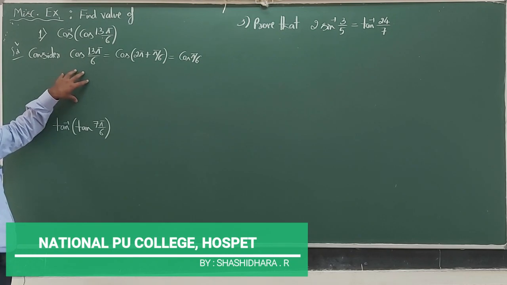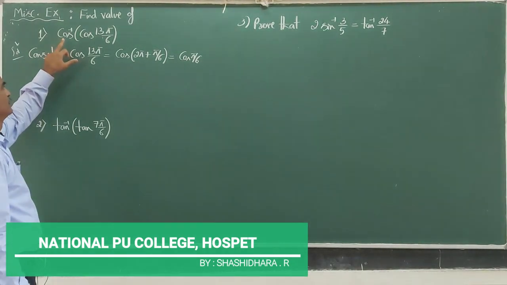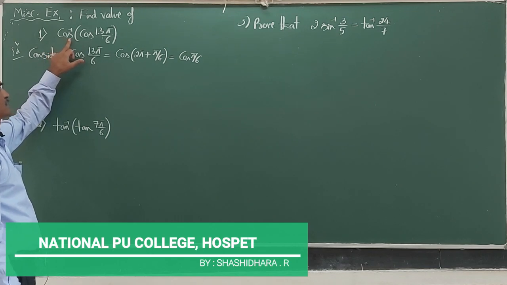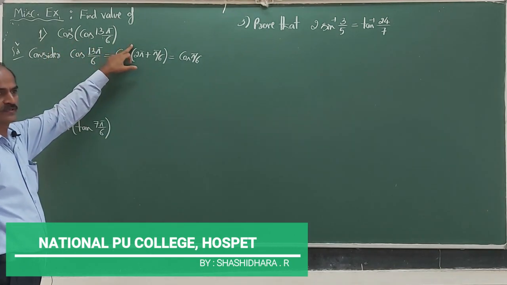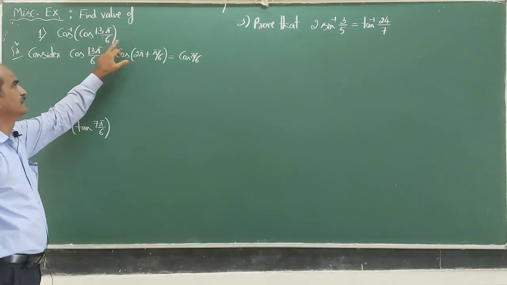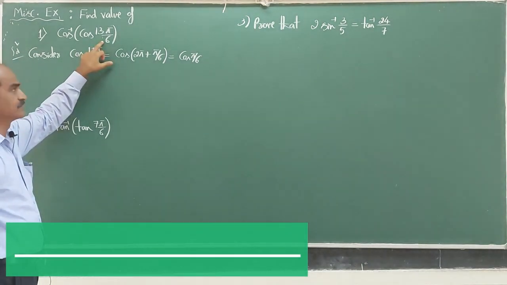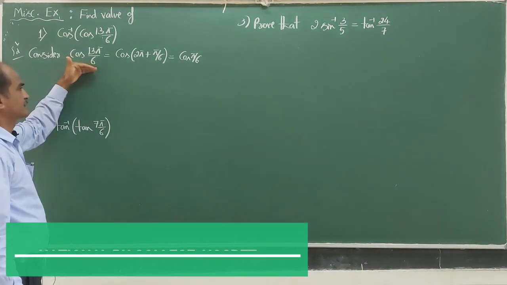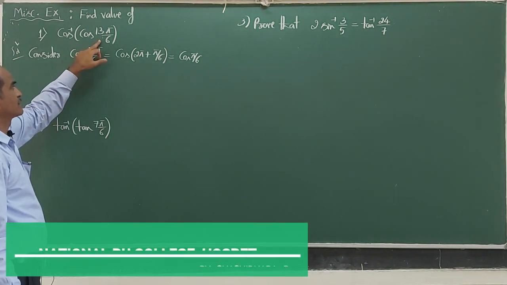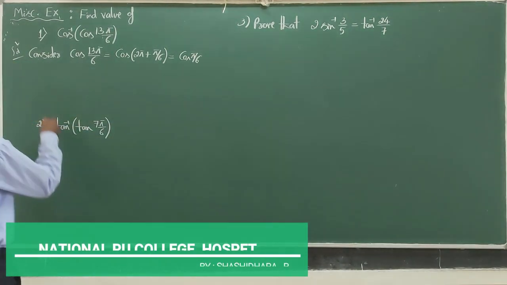Why am I simplifying? What is the reason behind this? I might have used cos inverse of cos y equal to y, whenever y lies in the range 0 to pi. Here it is out of range, so I am not supposed to apply that formula. Therefore, I am reducing this angle. Now, cos 13 pi by 6 is the same as cos pi by 6.